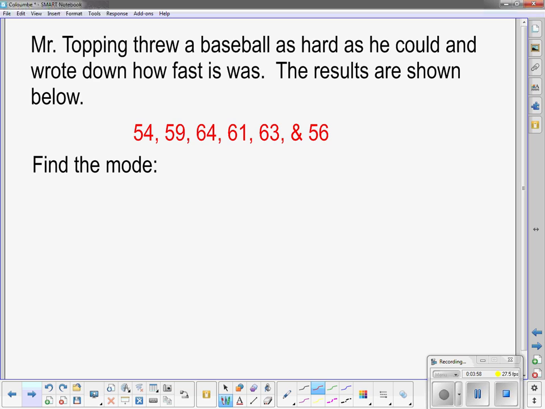Next, we have to find the mode. The easiest way to find the mode is to put the numbers in numerical order again. And then I need to look and see which number or which data item appears the most. Well, in this data, I don't have any numbers that repeat or that I see more than once. So in this case, I'm going to write no mode.